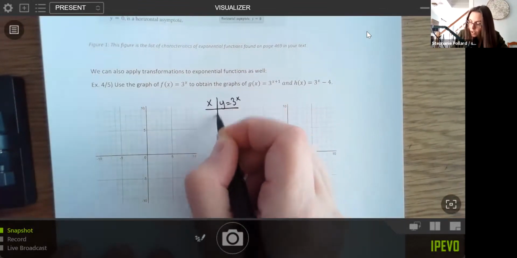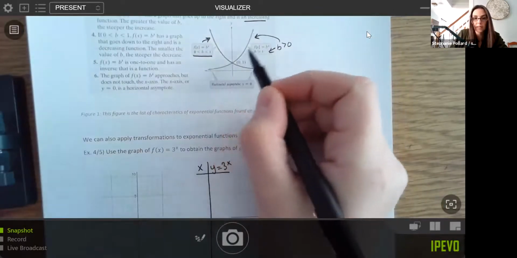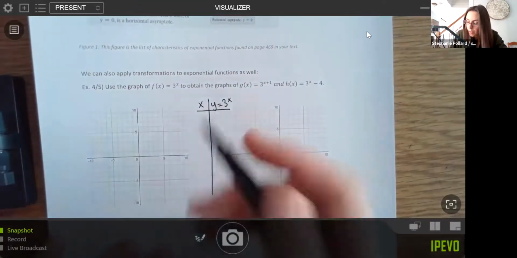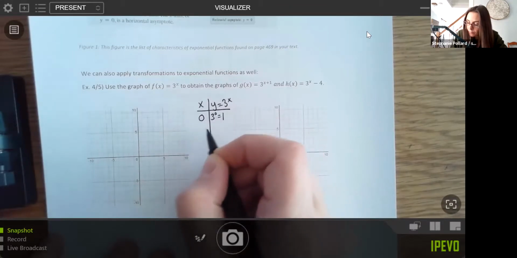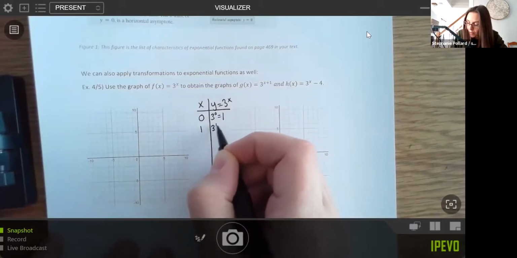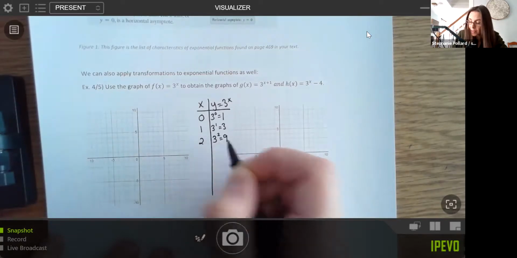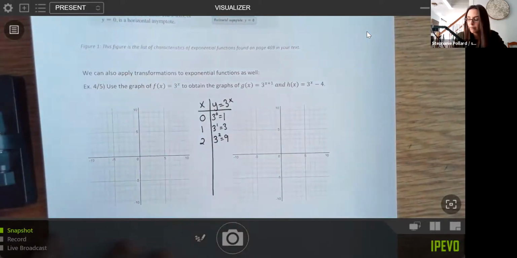And again, we kind of know the general shape, right? If it's a 3, that's a larger value, so it's going to be some sort of increasing graph. But I can still plug in some points to get some more specifics. So when I plug in 0, anything to the 0 power is 1. When I plug in 1, 3 to the first power is 3. When I plug in 2, 3 squared is 9. I'm going to stop there. When I plug in 3, 3 cubed is 27. That's going to be way off my graph.